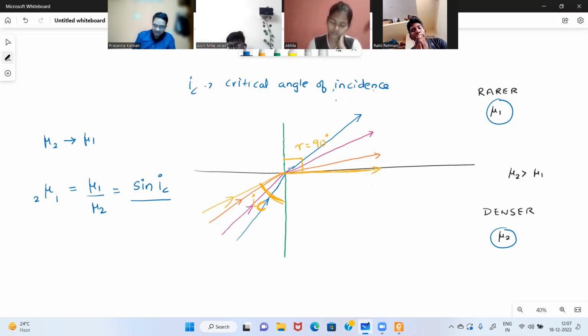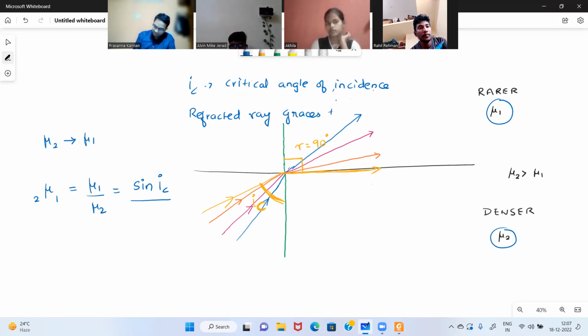At the critical angle of incidence, what is happening? The refracted angle is 90 degrees. The refracted ray grazes the surface, separating the two media. So your angle of refraction is 90 degrees, and instead of sin r, I can write sin 90.